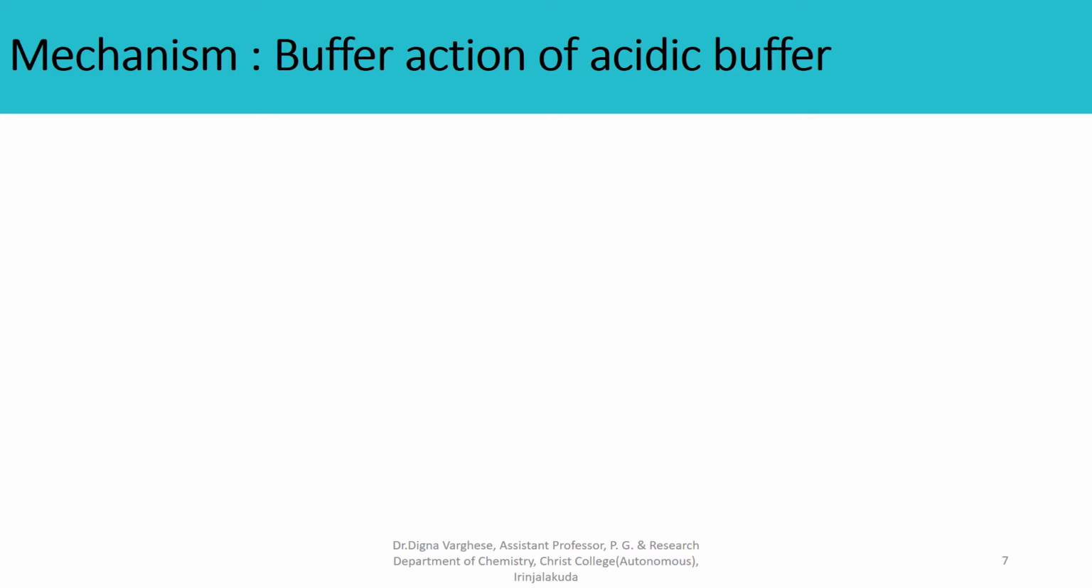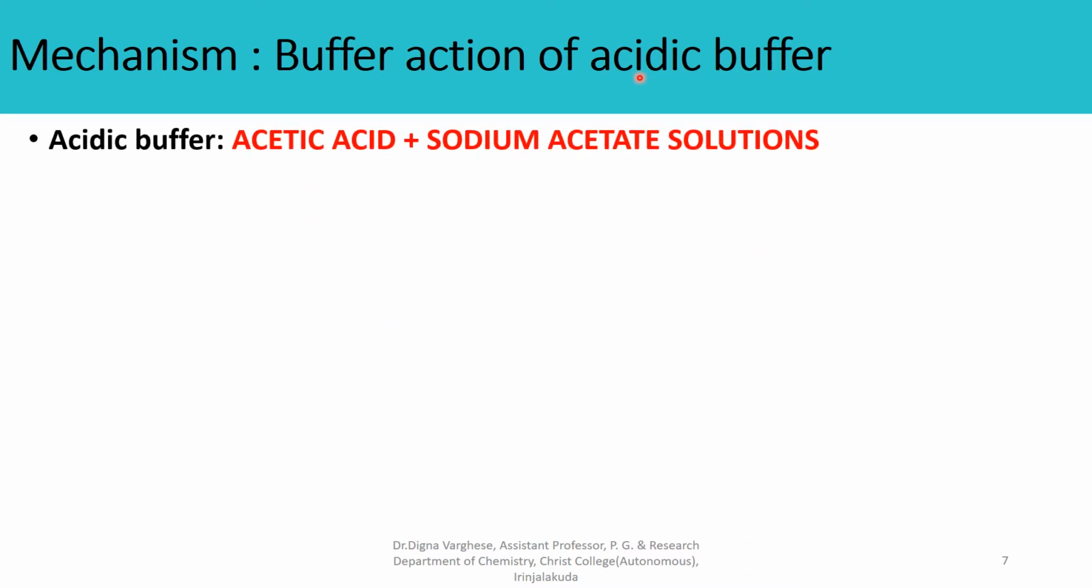Now we are going to study the mechanism of buffer action. Here we are discussing the buffer action of acidic buffer. We know acidic buffer is a mixture of a weak acid and its salt from a strong base. Let us consider the buffer action of acetic acid and sodium acetate solutions. We know acetic acid is a weak acid, sodium acetate is its salt from a strong base. So this is an acidic buffer.